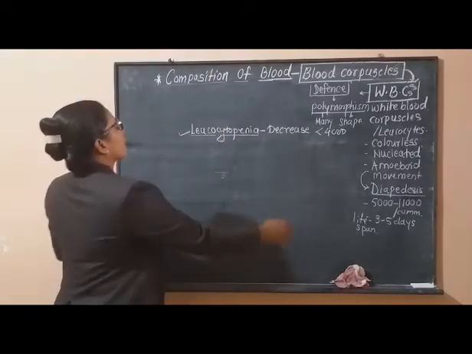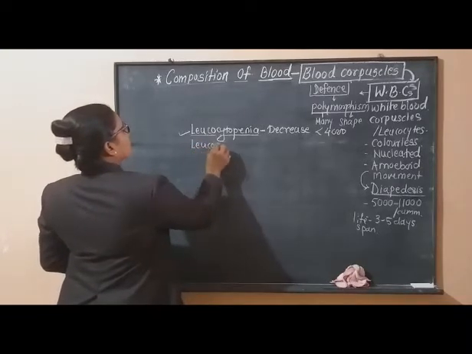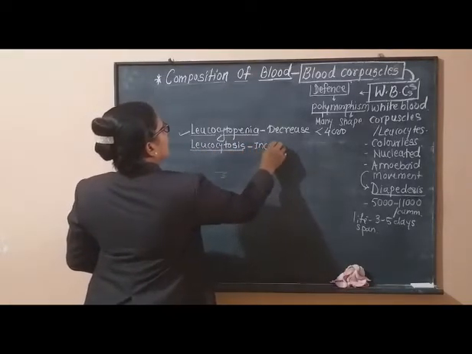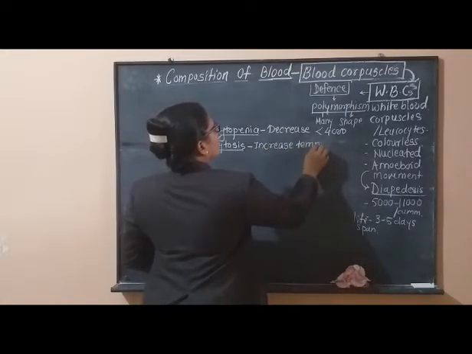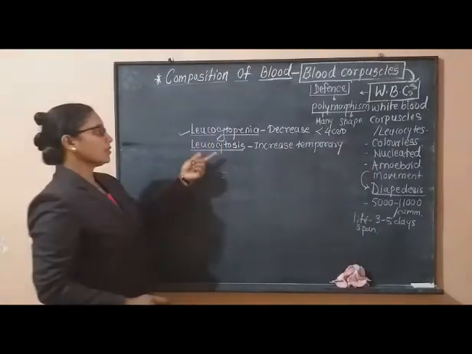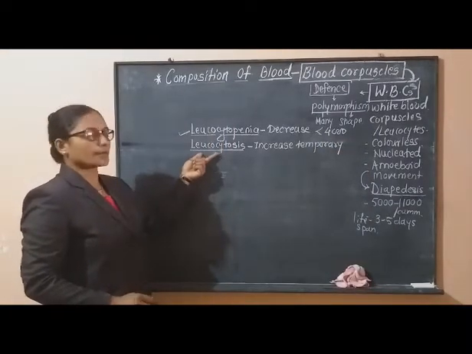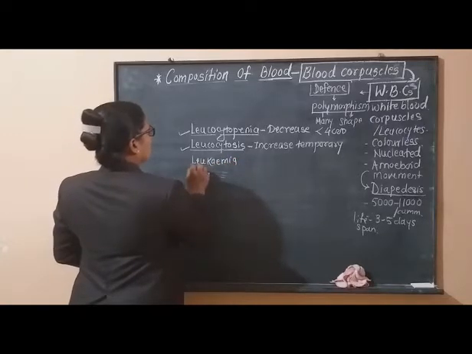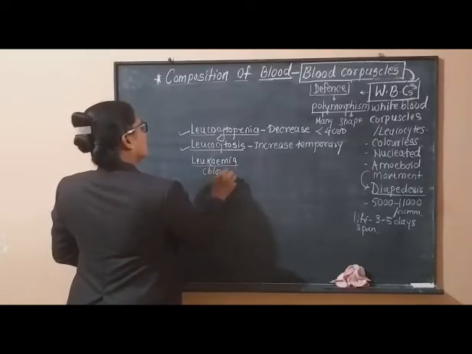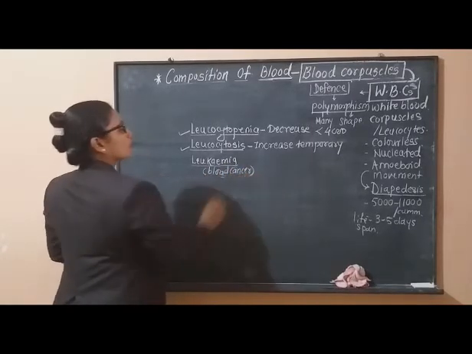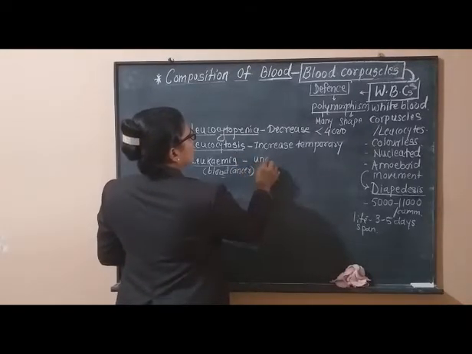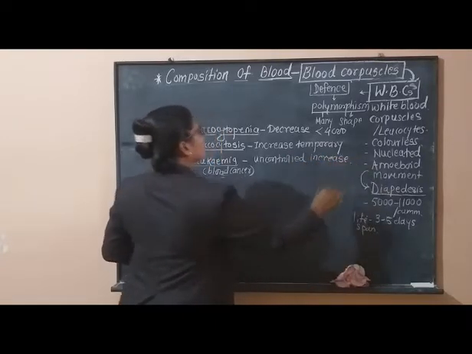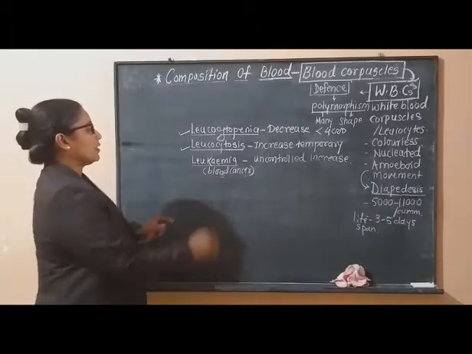Okay. Sometimes what happens, the count of WBC is increased, and this increase is temporary. Okay, this temporary increase condition is called leukocytosis. And third condition is leukemia. This leukemia is also known as blood cancer. In this there is uncontrolled cell division or uncontrolled increase in the normal count of the WBCs. This condition is called leukemia.